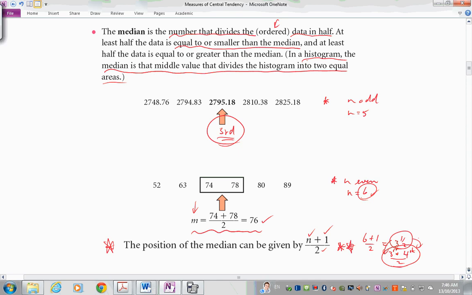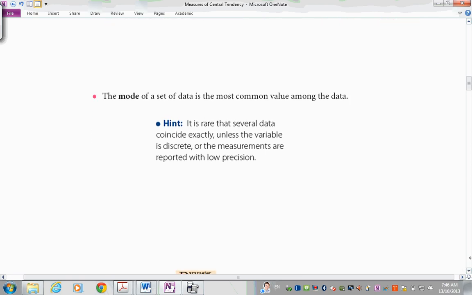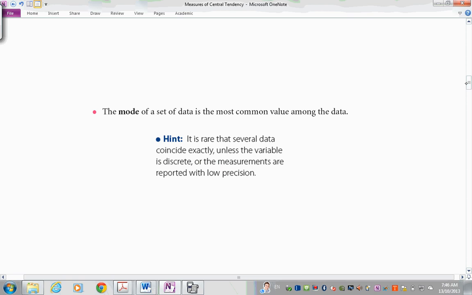Okay, so let's have a look now at the final measure of central tendency, and the final one there is the mode. The mode now is the most common value occurring in the data, the most common value. And so we don't use this very often for this reason here, and that is that several data points being exactly the same is fairly rare.